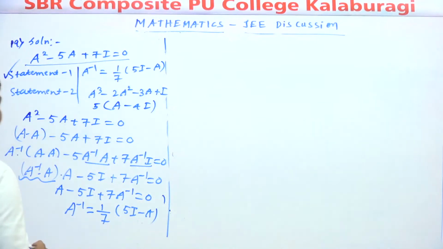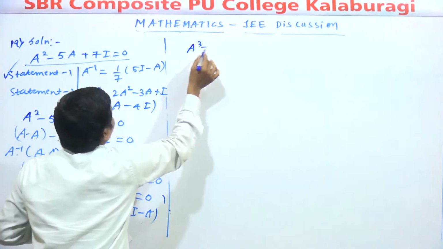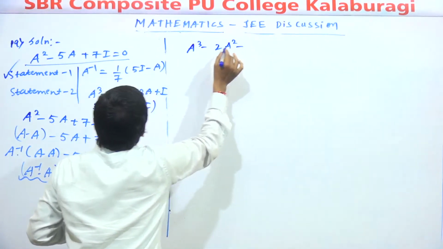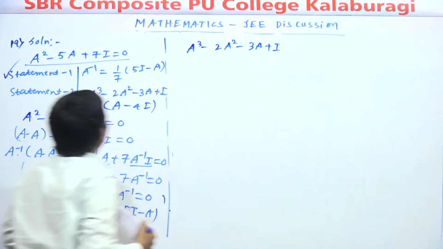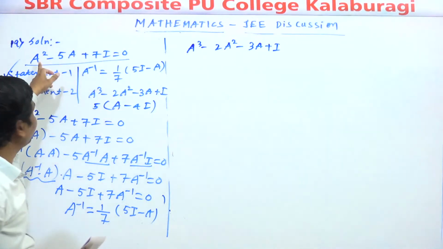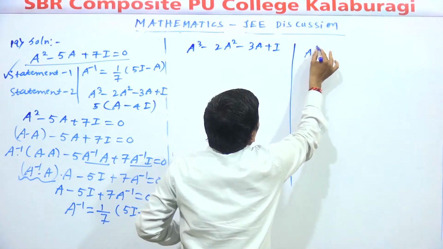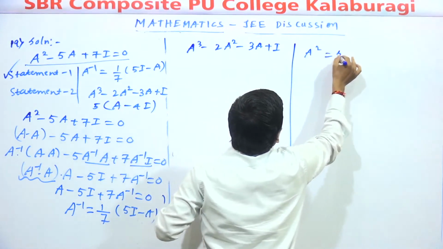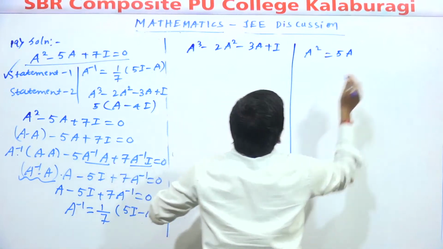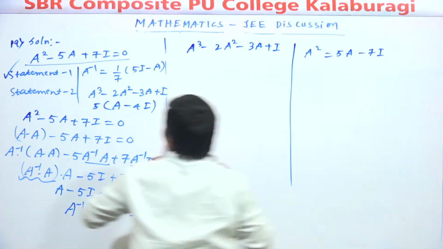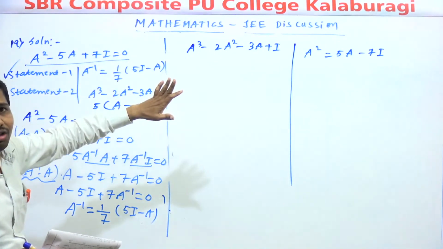Statement 2: take a cube minus 2a square minus 3a plus i. What is a cube? We'll find a square from the first equation. What is a square equal to? Plus 5a minus 7i, right? a square minus 5a plus 7i equal to 0, so a square equals 5a minus 7i. That is our a square.